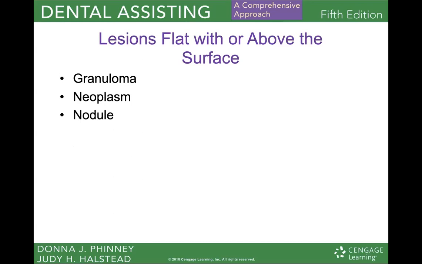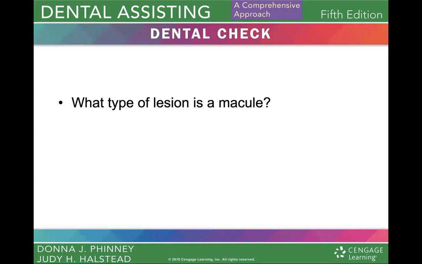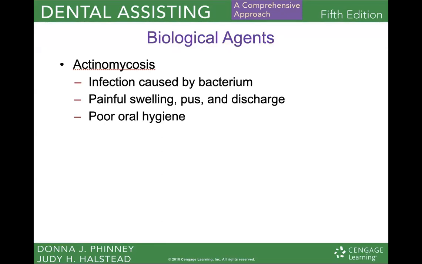life-threatening. A nodule is a small lump of tissue, either hard or soft, that is usually more than 1/4 of an inch in diameter. It may either protrude from the tissue or form beneath the surface of the tissue. So what type of lesion is a macule? This is something that is even or flat with the surface. It's a type of characteristic, or classification, I should say.